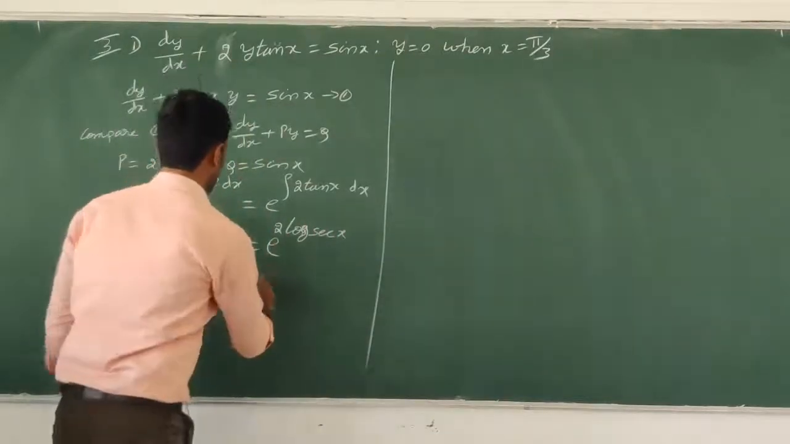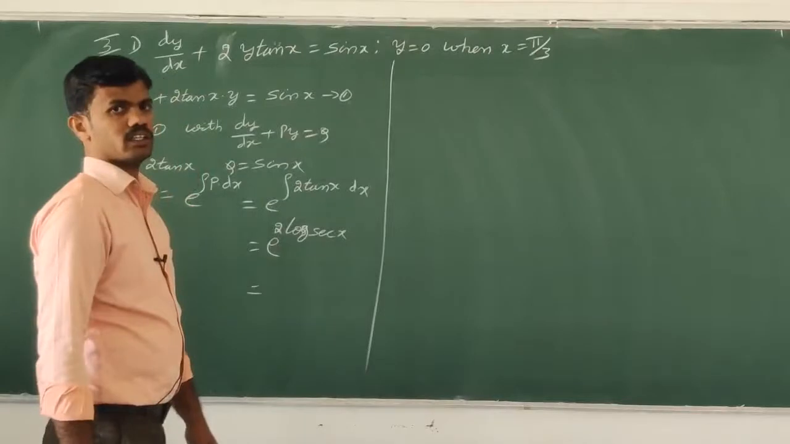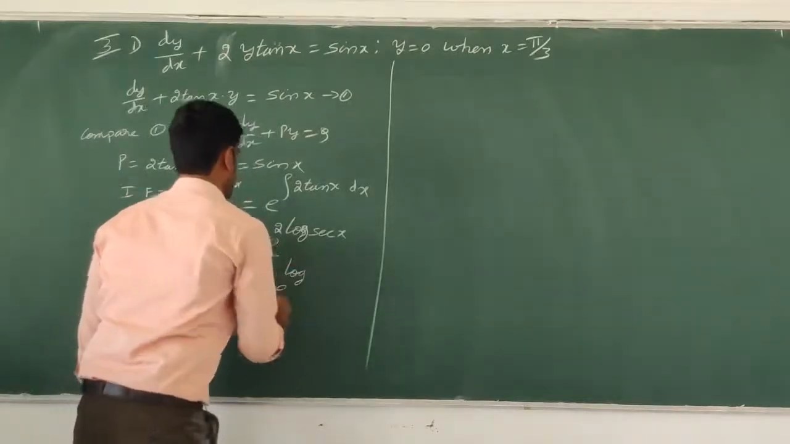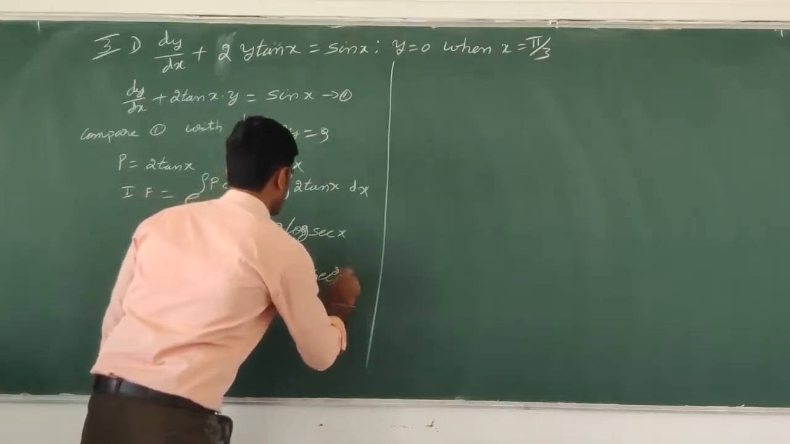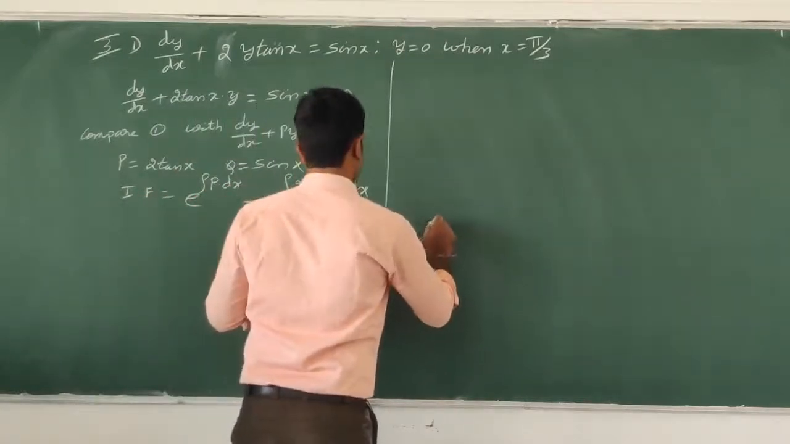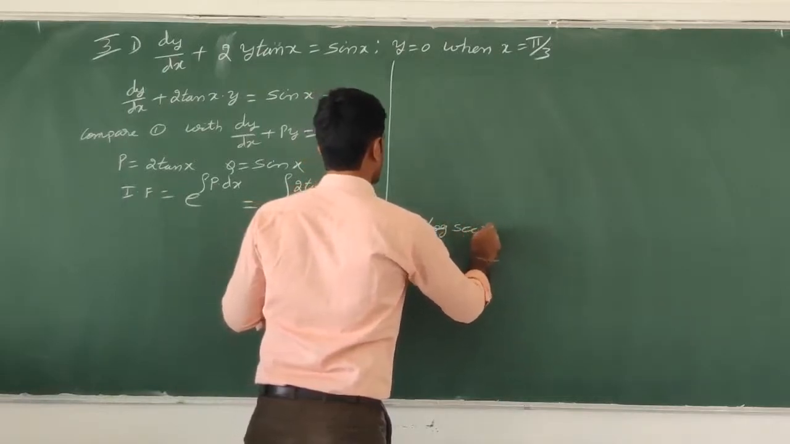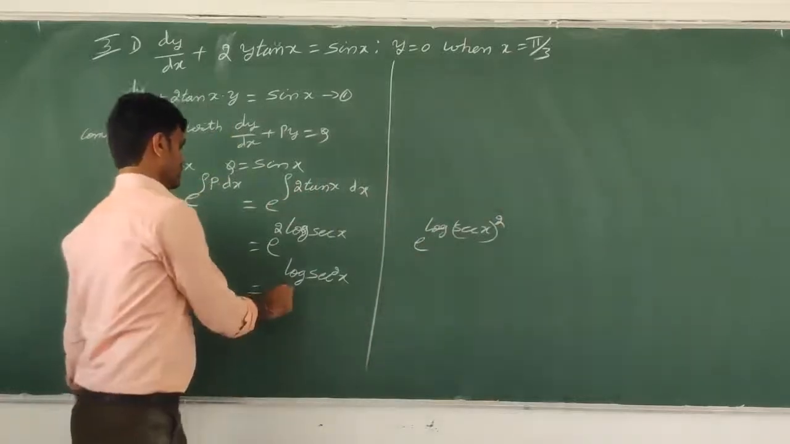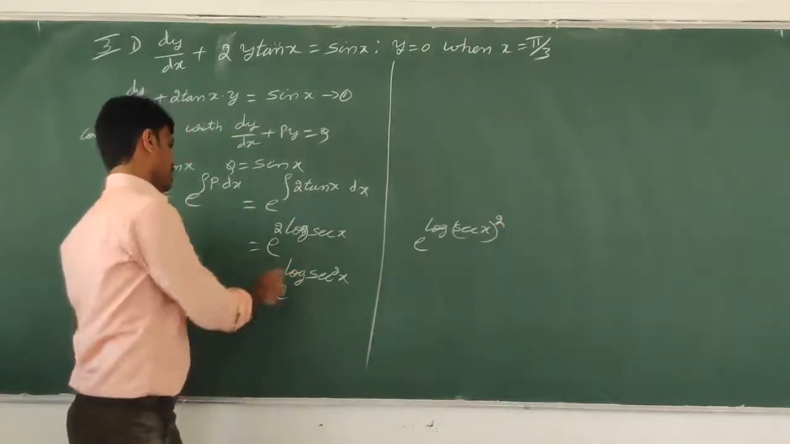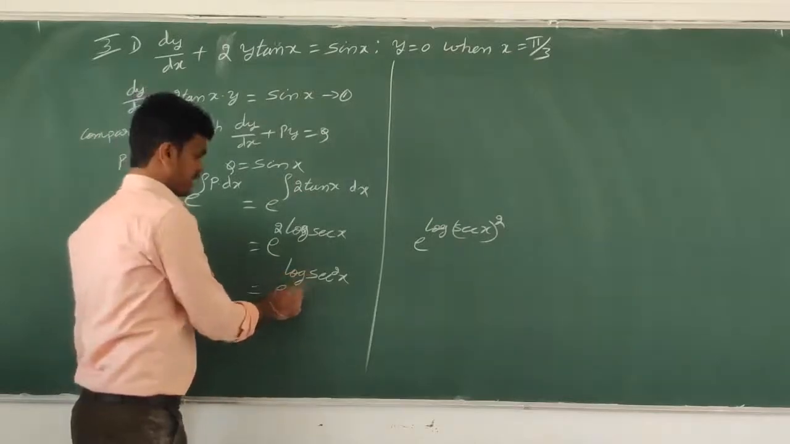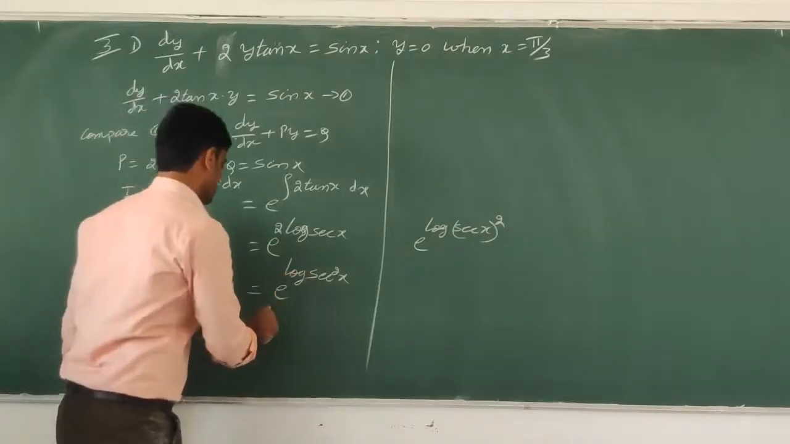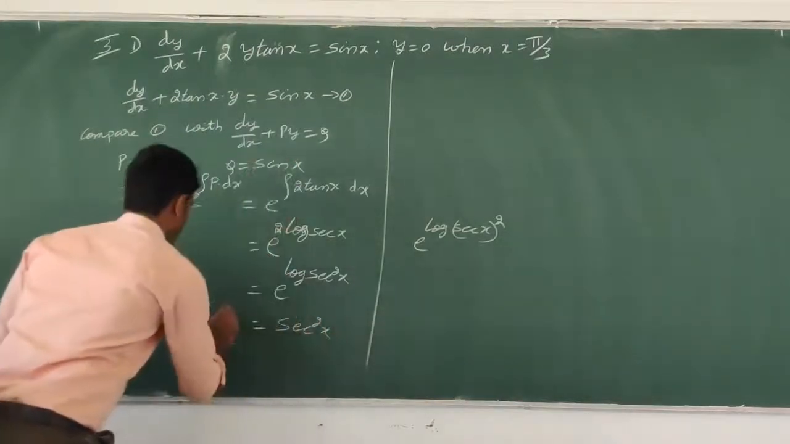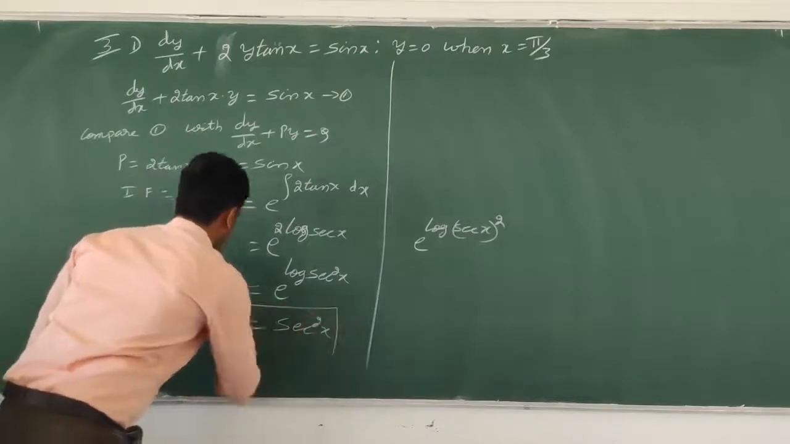So this can also be written in the form m log n, that is log of m to the power n. So e to the power log of secant x whole squared is nothing but secant square x. Now between the exponential and the log there is no difference in values. The base of the log is e and the base of the exponential is also e, so those two cancel. Finally we have secant square x. Our integrating factor is secant square x.